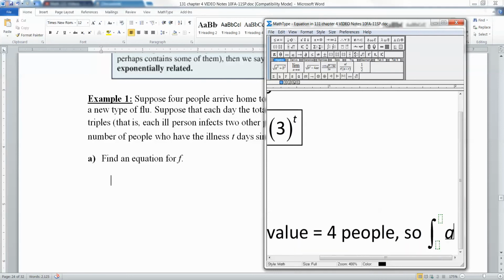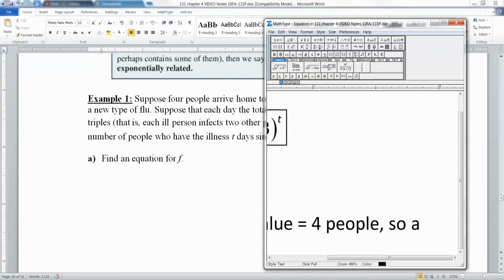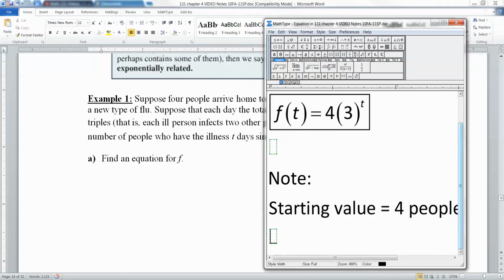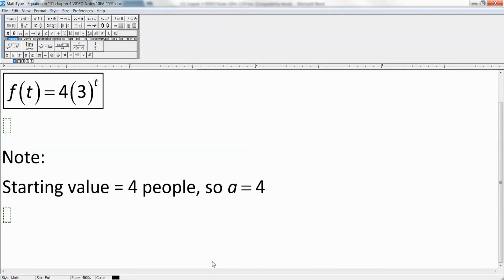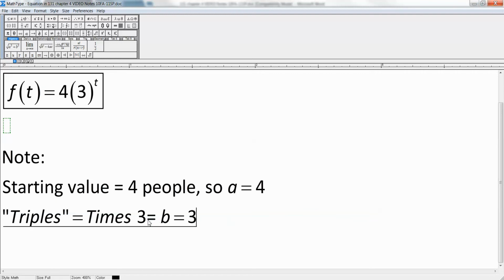So let me see, a equals 4. And then triples means times 3, which means b is equal to 3. Okay. Now, think about what this means for just one second. Make another important note here.